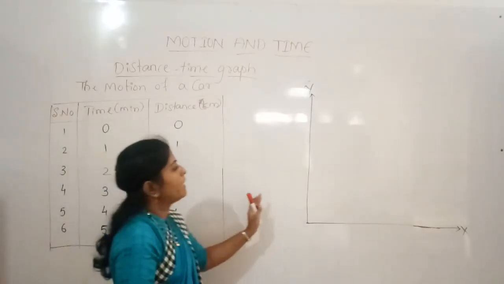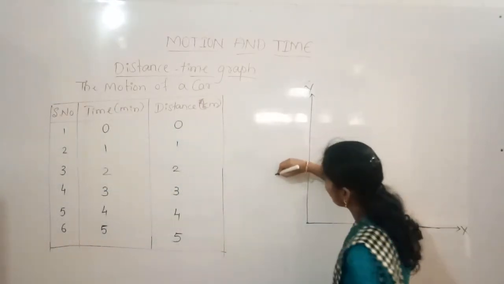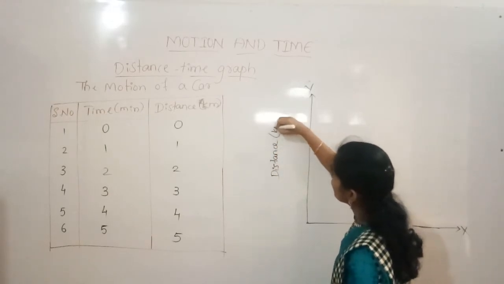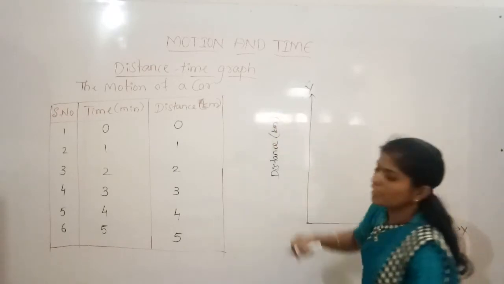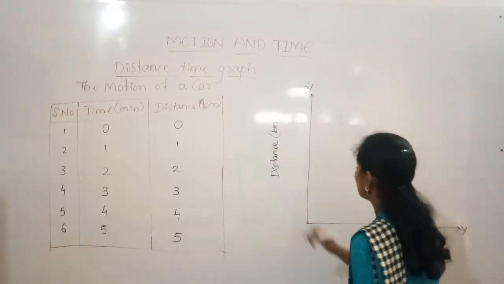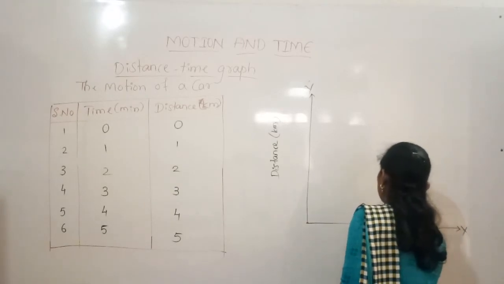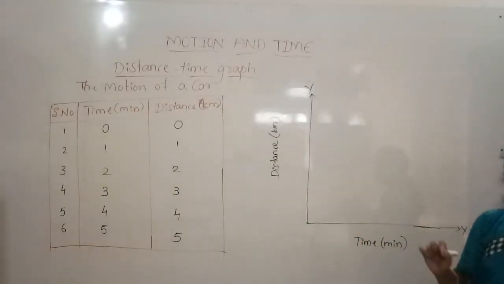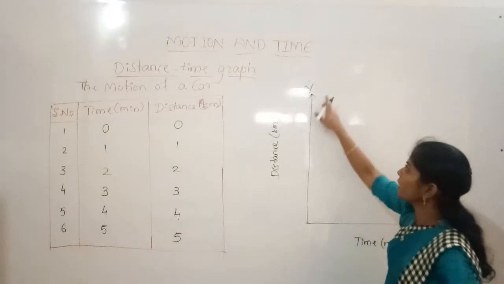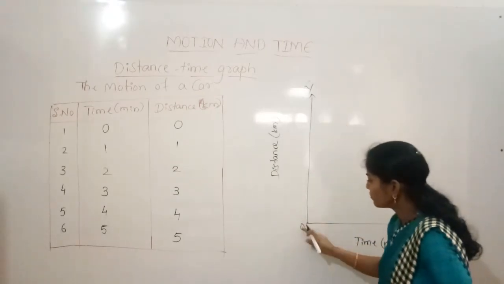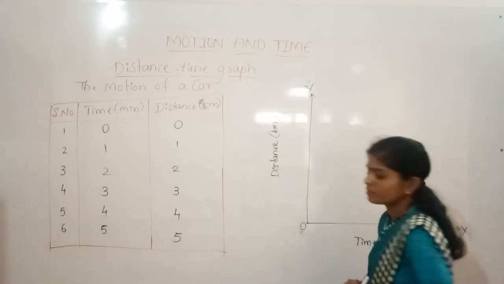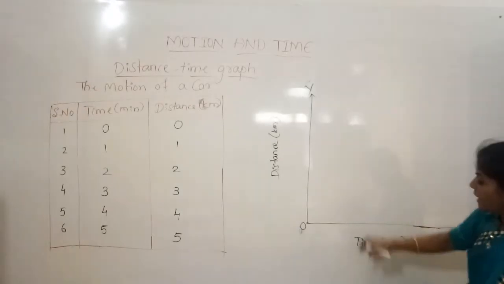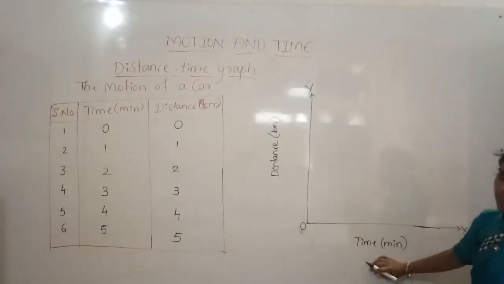And see, we have to take distance along the y axis. The distance is given in kilometers, so we take distance along the y axis and time along the x axis. Time in minutes, and you have to write this. This is very important. This is the origin O. So distance is taken along OY, the y axis, and time is taken along the x axis.